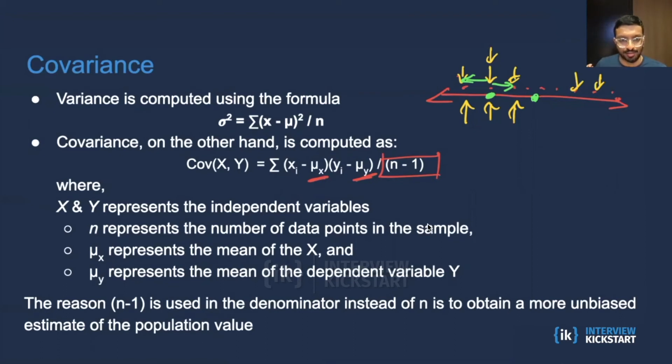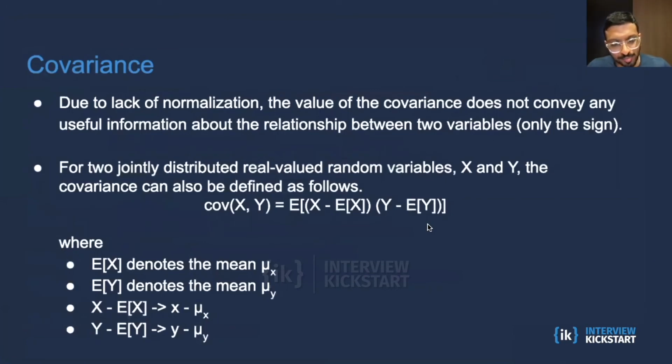So in this case, we have x and y being the independent variables. We have n being the number of data points in the sample. We have mu x being the mean of the quantity x, and mu y being the mean of y, which in this case is the dependent variable. So as we said earlier, since we aren't normalizing the covariance value, it doesn't really convey useful information about the strength of the relationship.